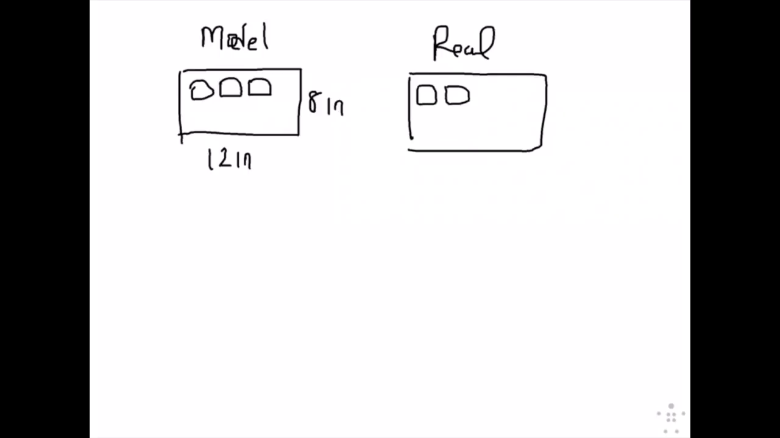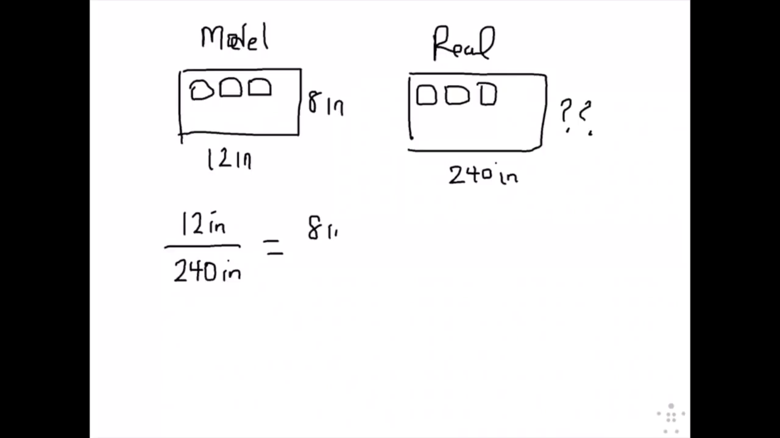The real building is 240 inches wide, right? Again, pretty small building, but okay. And I say, how high is the building, right? So what's the height? To do this, we would set up a proportion, right? That the 12 inches of the model is to 240 inches in the real building. And that has to be equal to the 8-inch height in the model over the height of the real building. So we'll call that, I don't know, H, right?